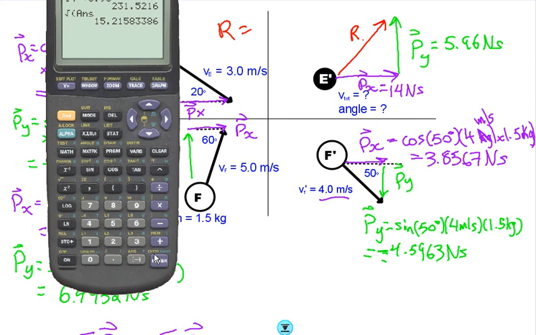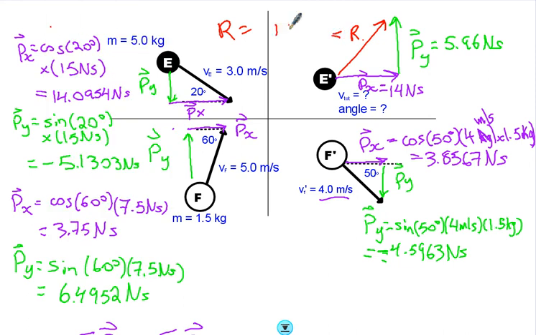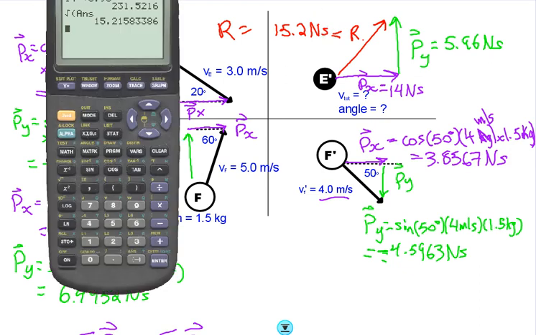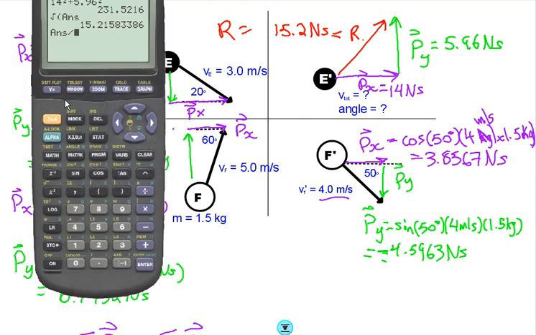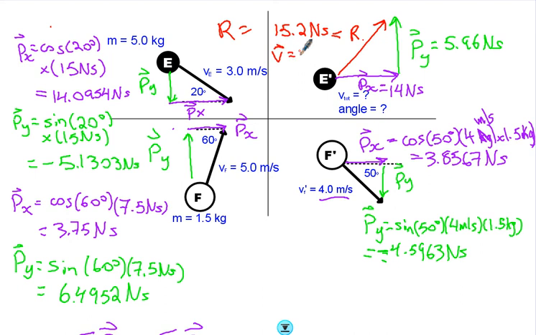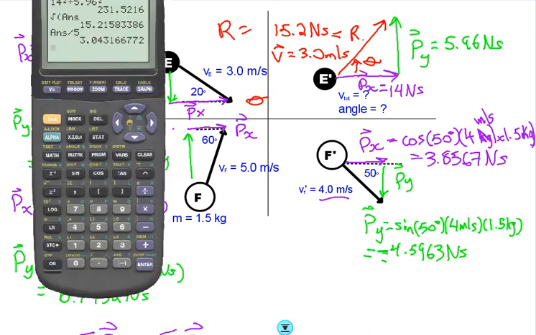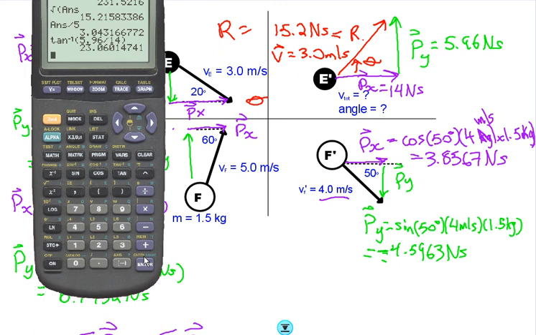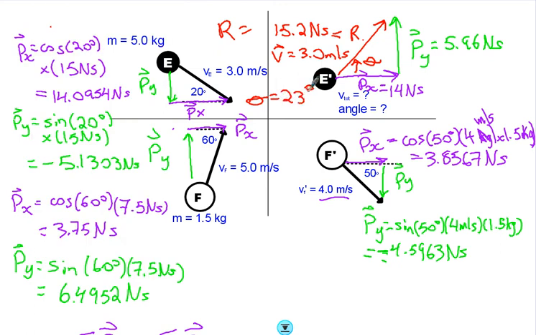So 15.2 is what we're getting here for our resultant momentum. And if I divide that by the mass of E, which was 5 kilograms, that's a little over 3, I think. Yep, about 3.0 meters per second. For the angle, because we'll want that too, I'm going to use the inverse tan function of the opposite side divided by the adjacent side. So it's about 23 degrees north of east. All right, there you go.